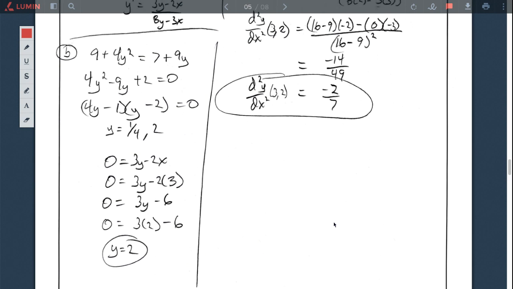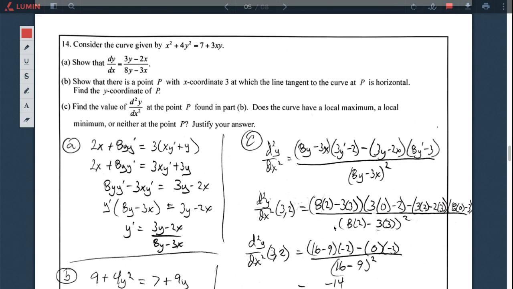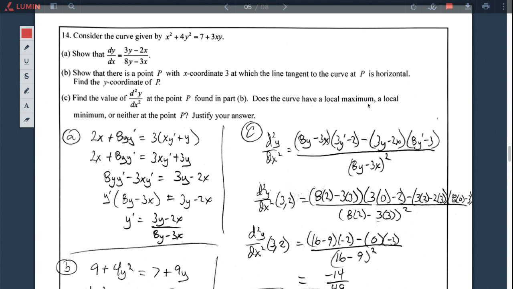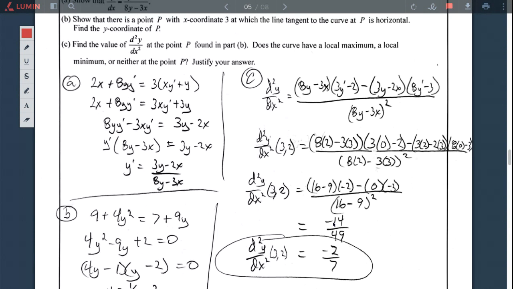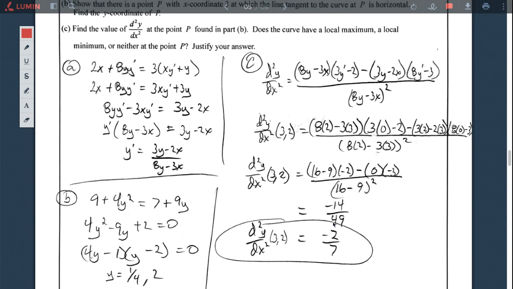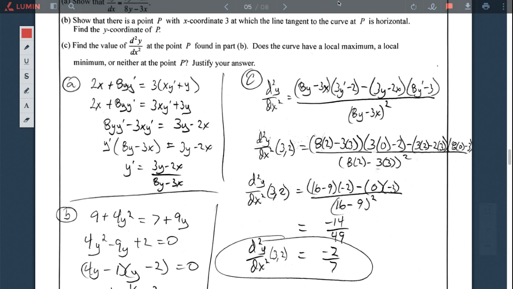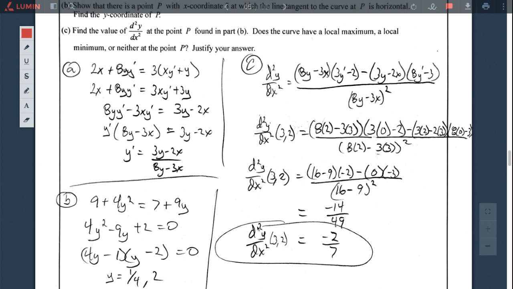And it looks like I didn't finish the problem because the last part, does the curve have a local maximum, a local minimum, or neither at this point? And since my second derivative is negative, then that means my original function is concave down. So if I have a critical point and I'm concave down, then that means I have a local maximum. So I would say a maximum because the second derivative at the point (3, 2) is negative.